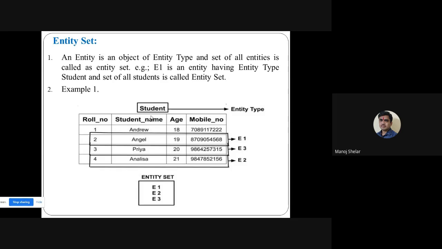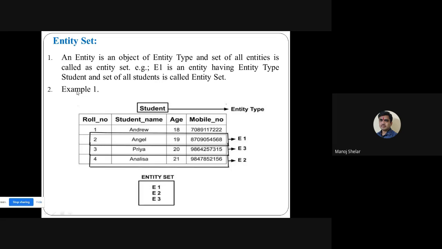Then entity set. An entity set is an object of the entity type, and the set of all entities is called an entity set. Example: E1 is an entity having the entity type Student, and the set of all students is called an entity set. That is one example of an entity set. This is simple.